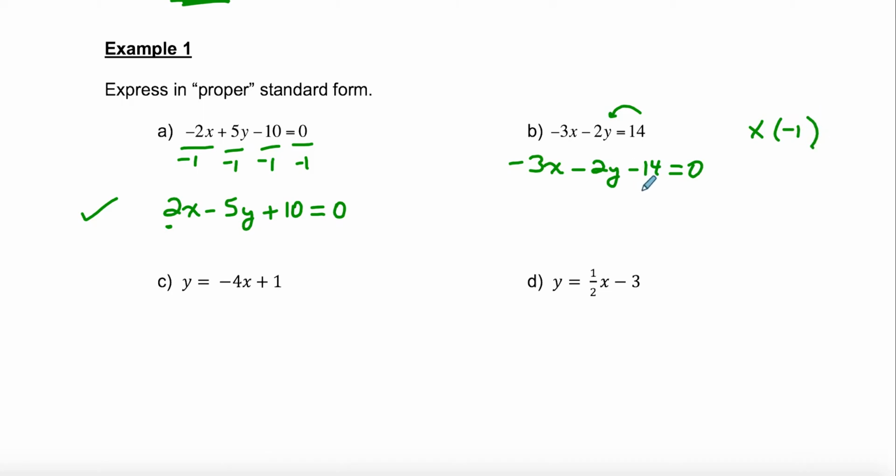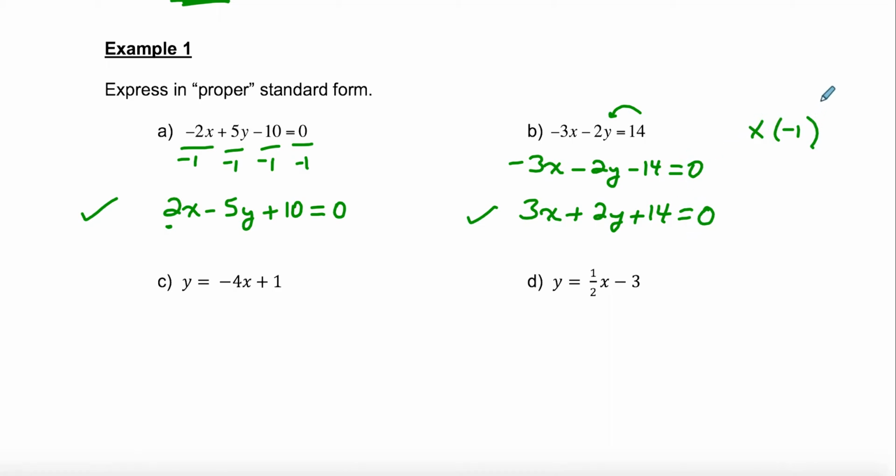So maybe this would be less work. When I multiply all of these terms by a negative, they all flip signs. Some students, when you get the hang of this, will just write that as a 3x and a positive 2y and a positive 14, because 0 times negative 1 is also just 0. So really what we can do is flip all the signs, and this would be our proper standard form equation.